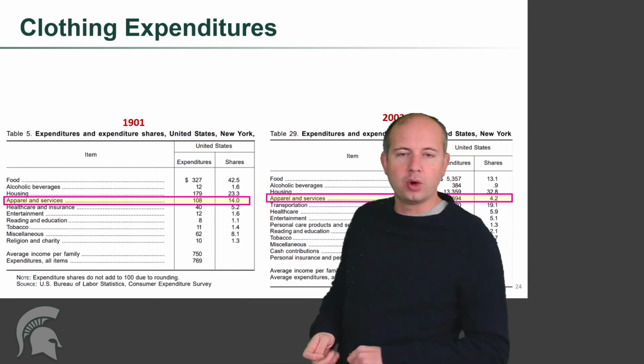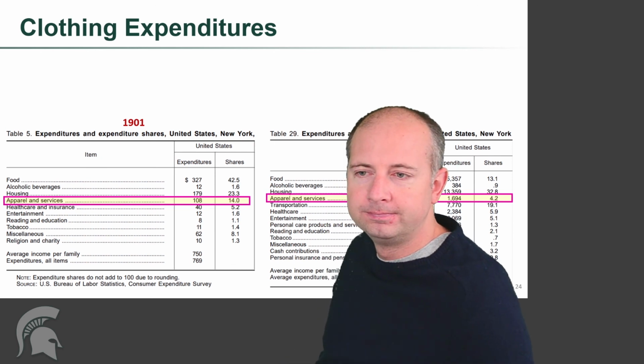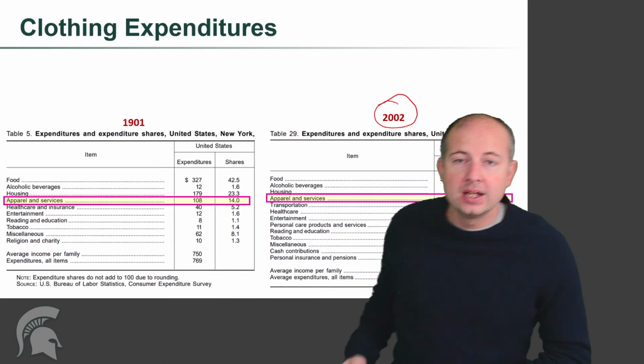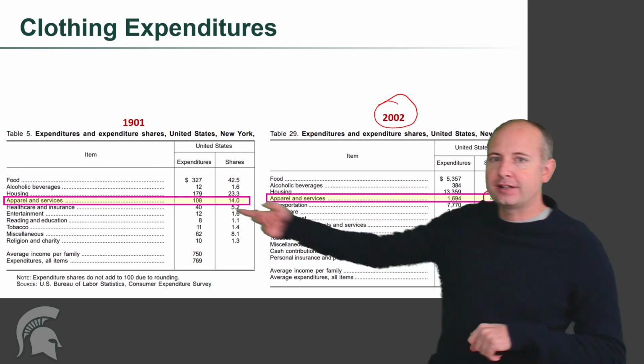So in 1901, what we can see is that the average American household spent about 14% of their income on what they call apparel and services. So apparel, clothing, I'm guessing services is probably like when you went to a cobbler to fix your broken shoes. Well, that number has gone down to 4.2% of income as of 2002. So what that means is that we now are spending 4% instead of 14%.